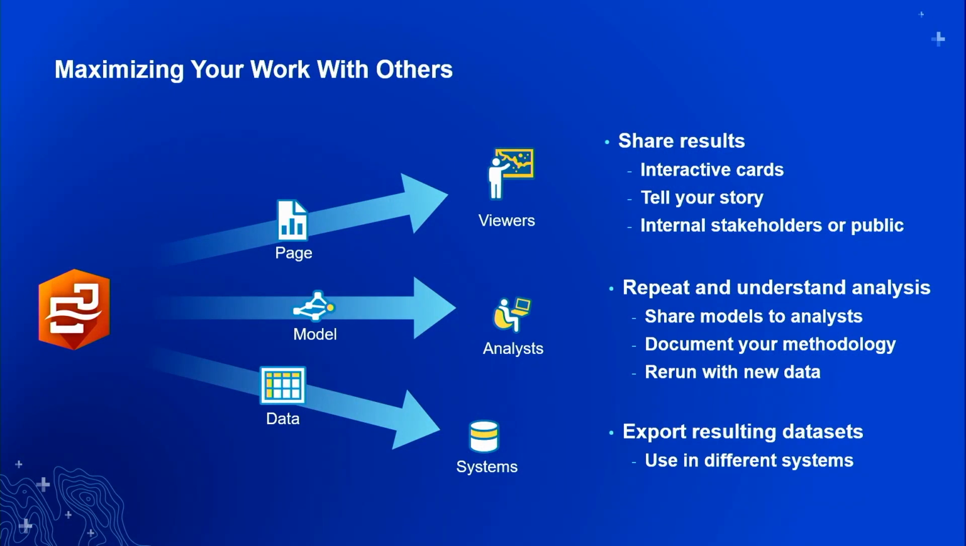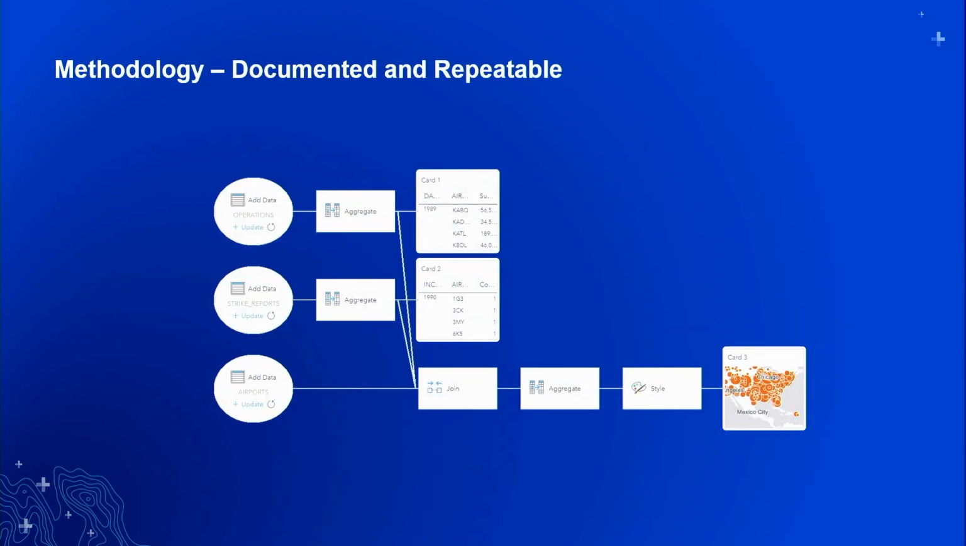So you do that, again, by sharing a page to viewers. It's an interactive report, dashboard, information product, whatever you want to call it. Analysts, get them the model. That model can be reused, rerun on their own data. Maybe it's a quarterly update, maybe it's a different region. And then the data. We talked about how that data can be kicked out and used by other systems as well. That model can at any time be rerun.